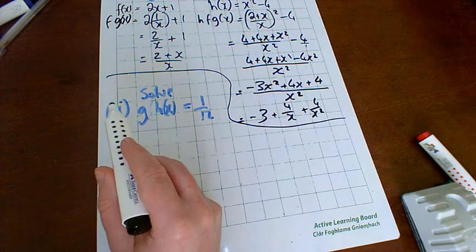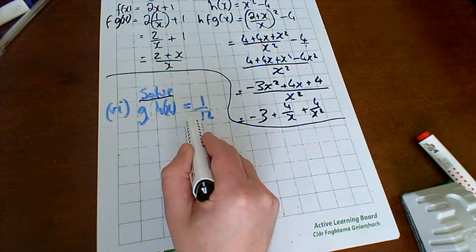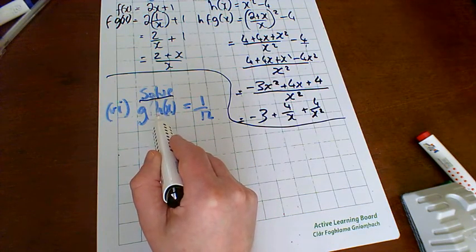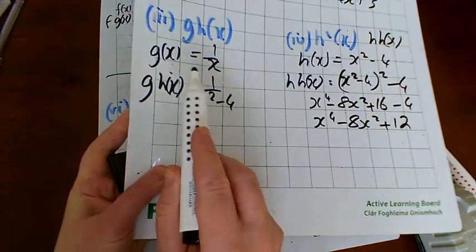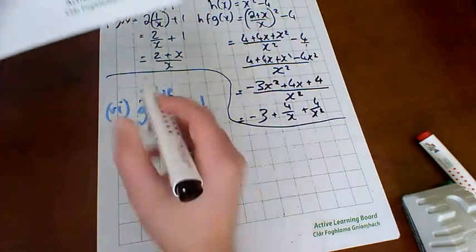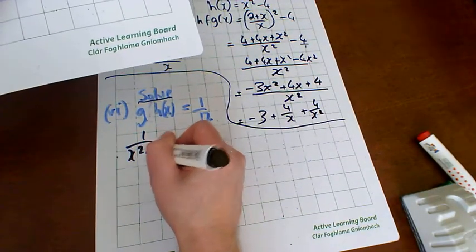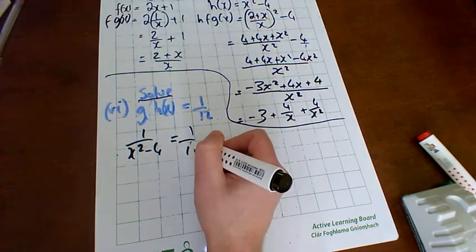And the last one says solve or find the values. Pretty much they're saying solve gh of x is equal to 1 over 12. Now, did we find the gh of x? We did. The gh of x was found earlier on in part 3. So always check your part 3s earlier. You could do it again, but it's not necessary. So it's pretty much saying when is 1 over x squared minus 4, that's from part 3, equal to 1 over 12.